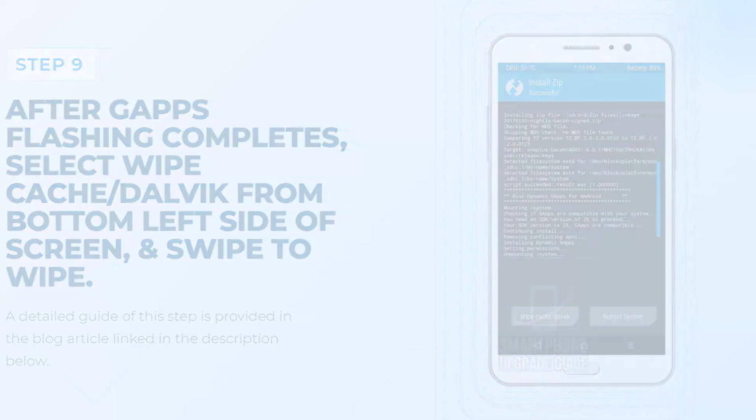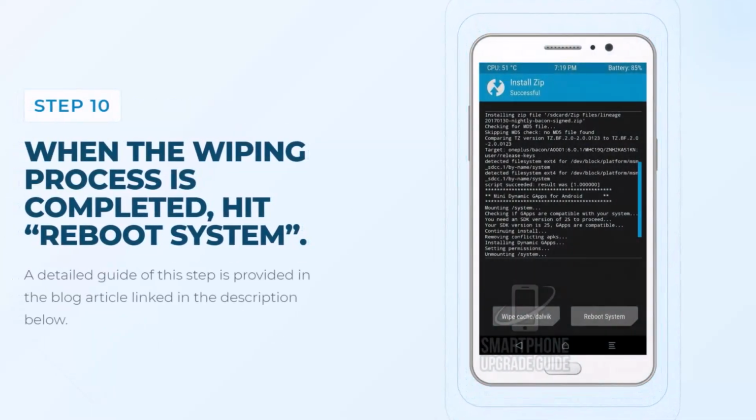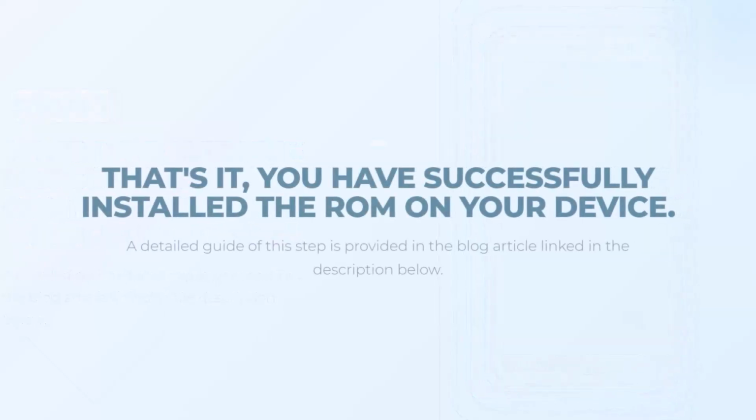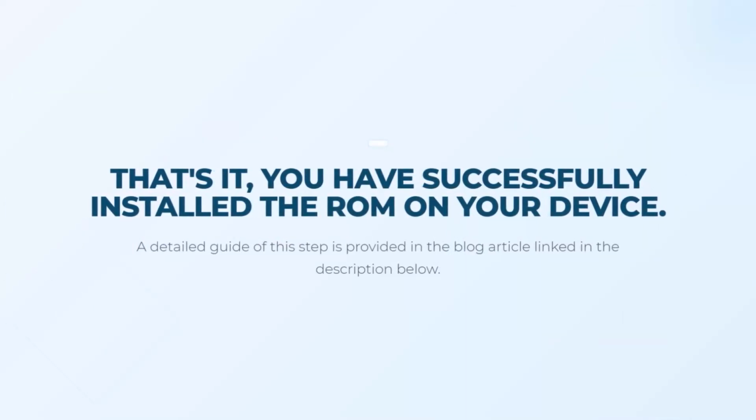Step 10. When the wiping process is completed, hit Reboot System. That's it! You have successfully installed the ROM on your device.